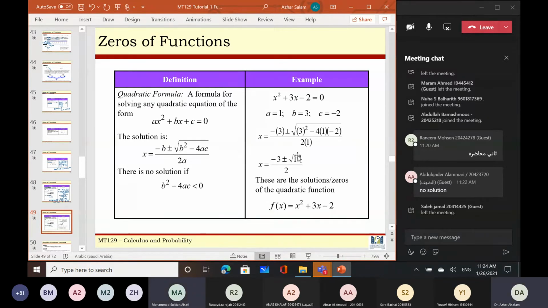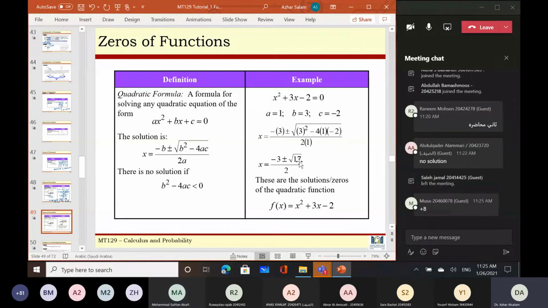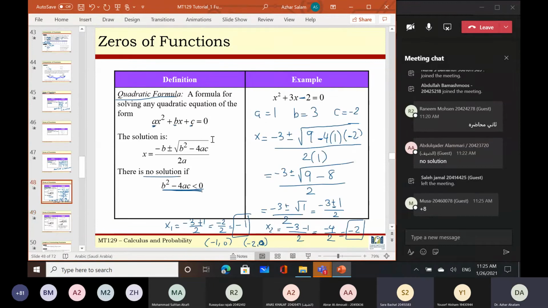I think there is a mistake in the slide, right? It's not 17, I expect. No, in the slide I think there is a mistake here. 4 times 2 gives me 8, 9 minus 8 gives me 1, and there is a mistake here. Maybe the sign here, they didn't put the positive sign. It's a plus 8, not minus, right? We put minus when we solve.